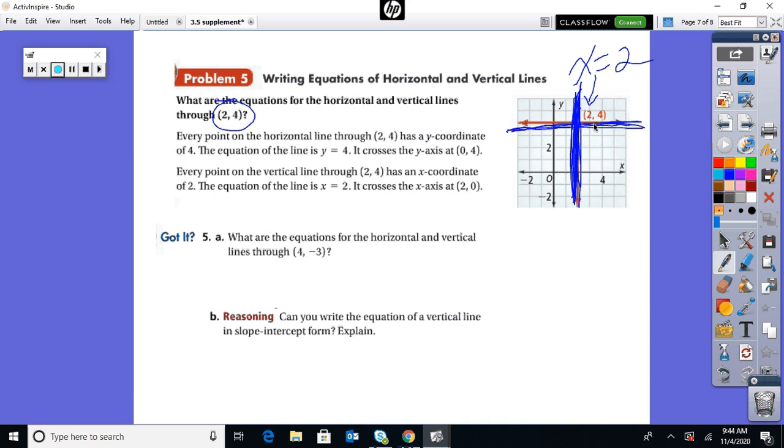Similarly, the horizontal line is y equals. What does y equal? All along that line, y equals 4. So there you go. Y is 4, x is 2. Pause the video for your last got it for today.